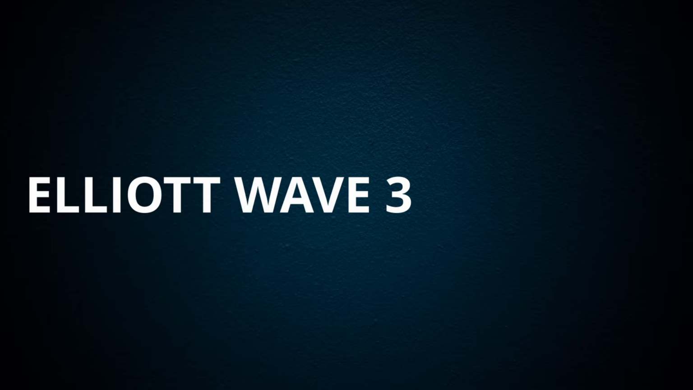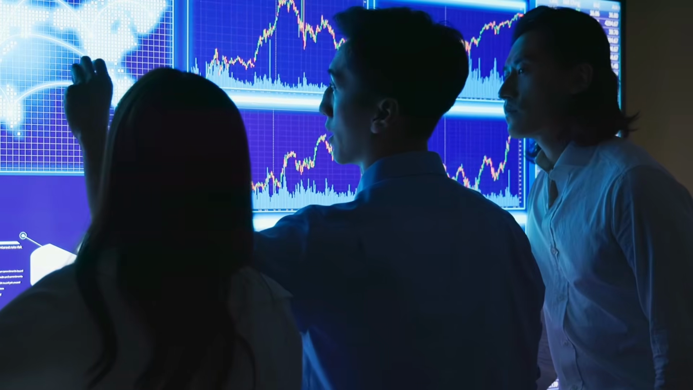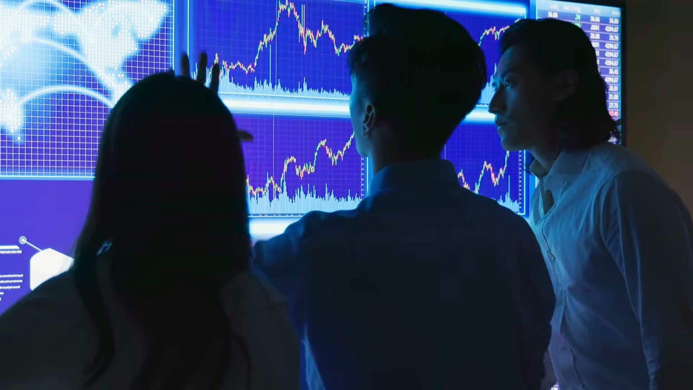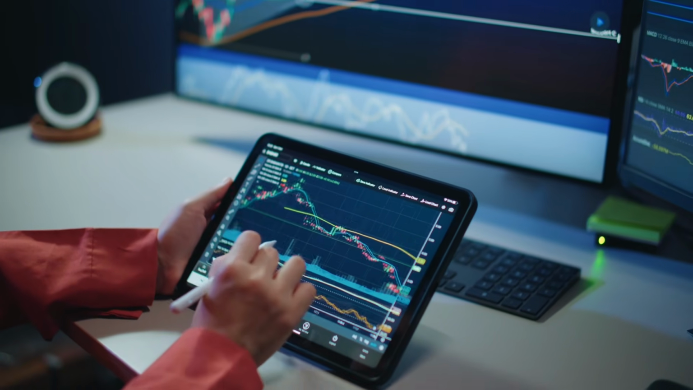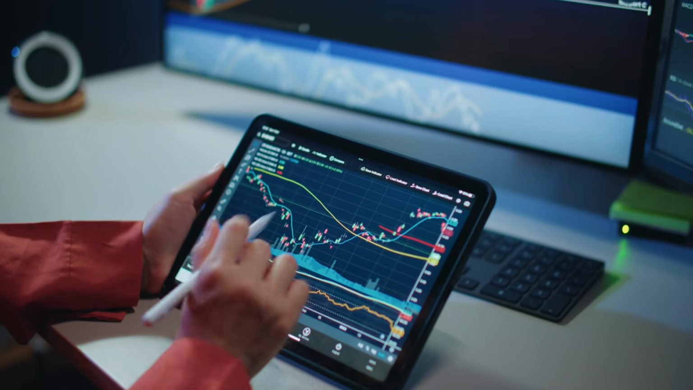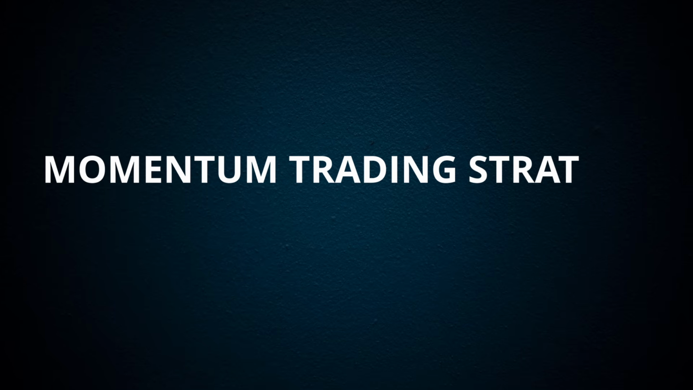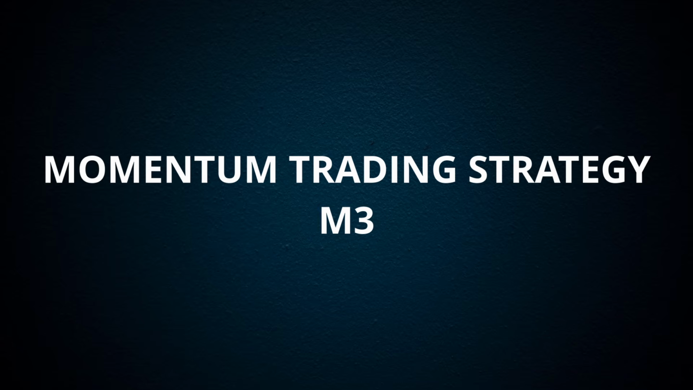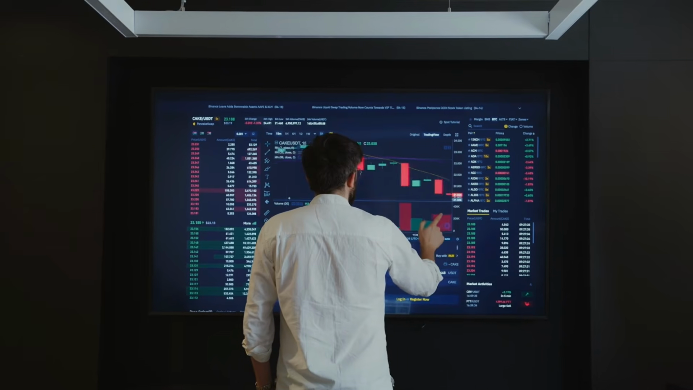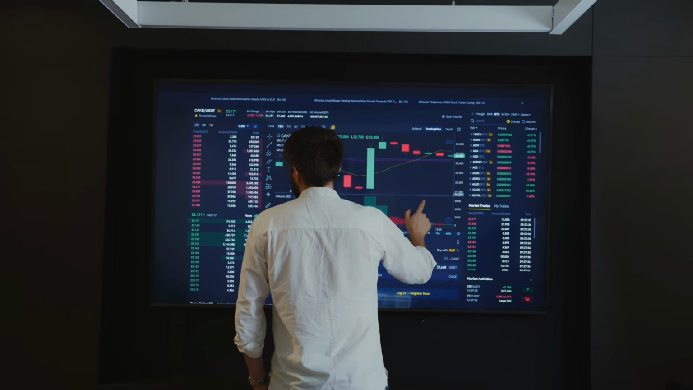It's a wave 3 strategy. First, we'll discuss how the Elliott Wave 3 will help us get a consistent income. First is the Elliott Wave 3 strategy, and next we will discuss momentum trading strategy 1 and momentum trading strategy 3. I call them M1 and M3 for short.